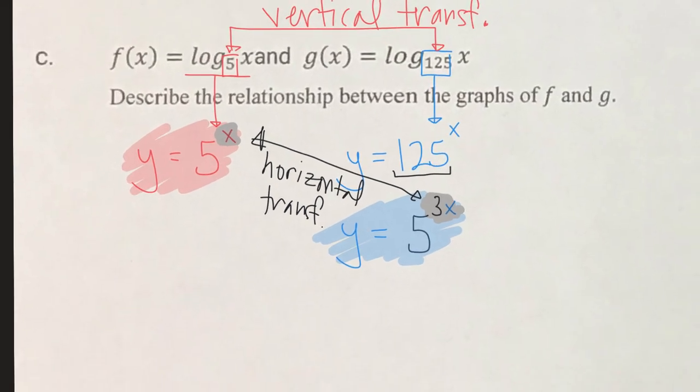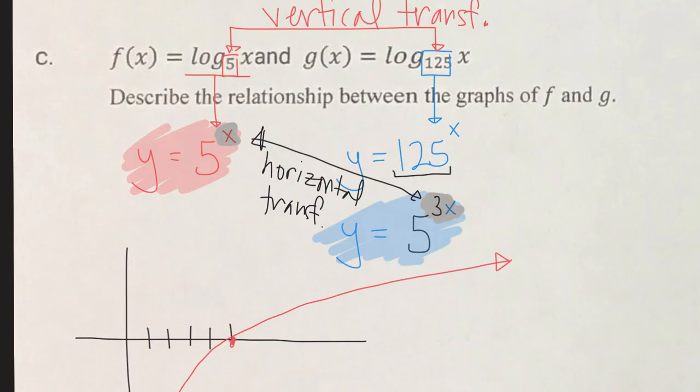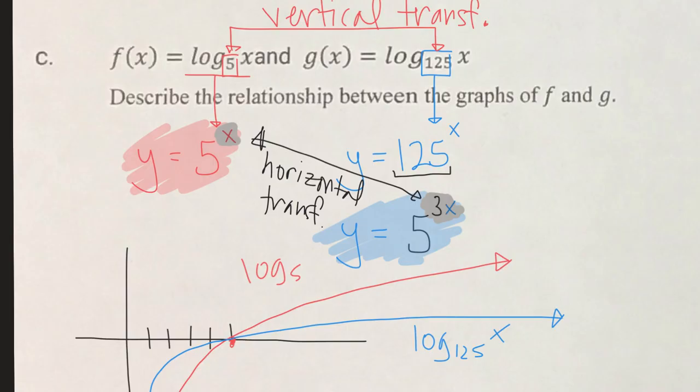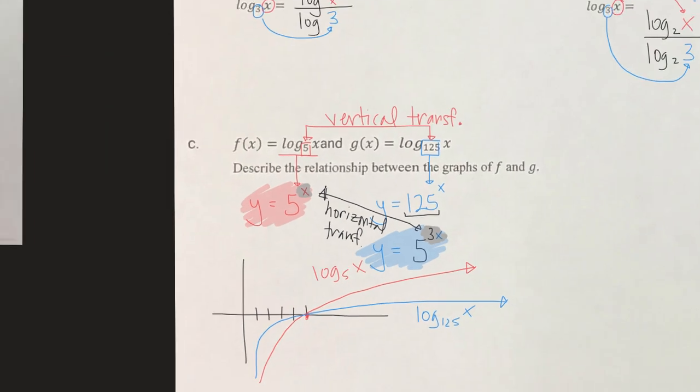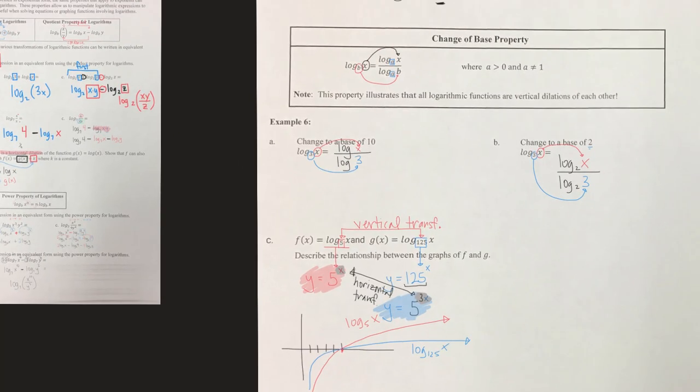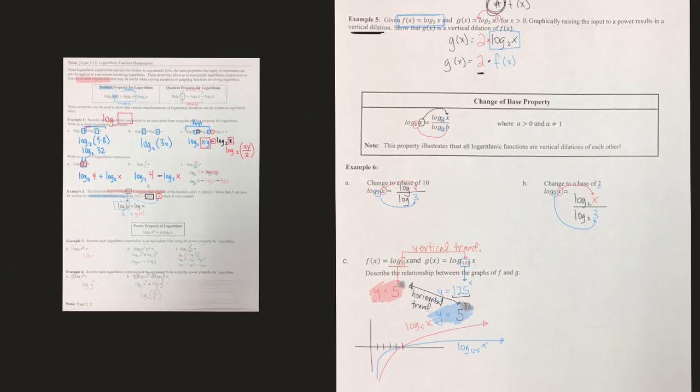So if I were to do a little sketch, watch me do this sketch. Log base 5 looks like that, where log base 125 looks like this. It is a vertical dilation of your original function. That's the relationship. So if you're asked questions about logs, sometimes it's easier to look at the answer as an exponential. Okay, have fun with these. They're amazing.